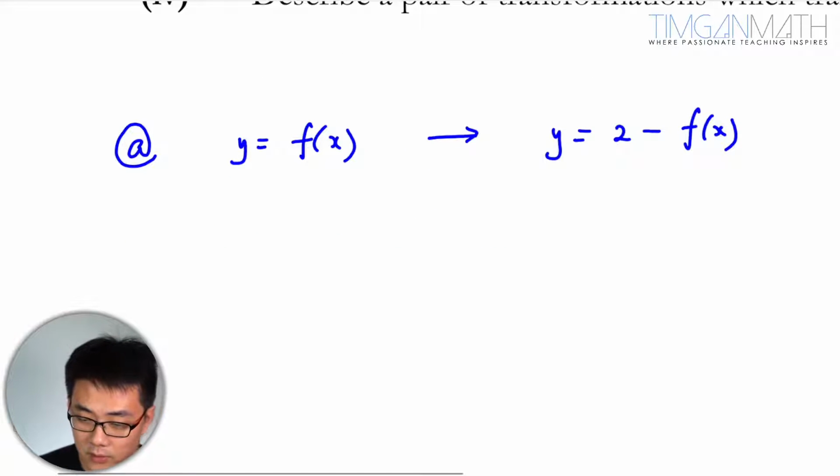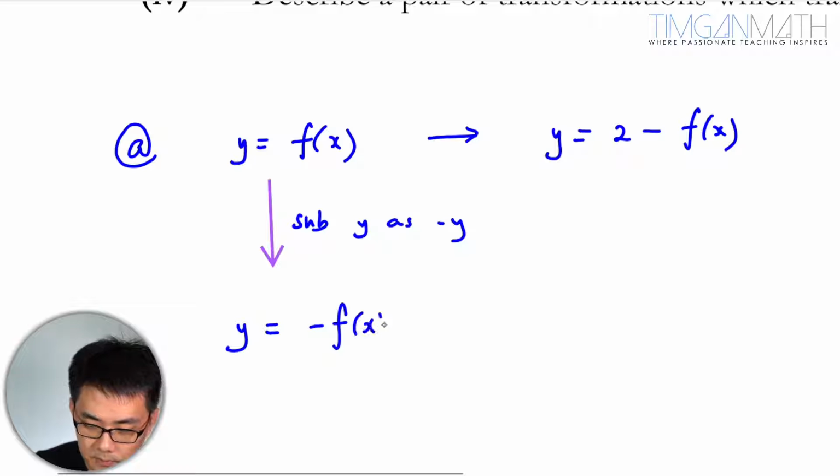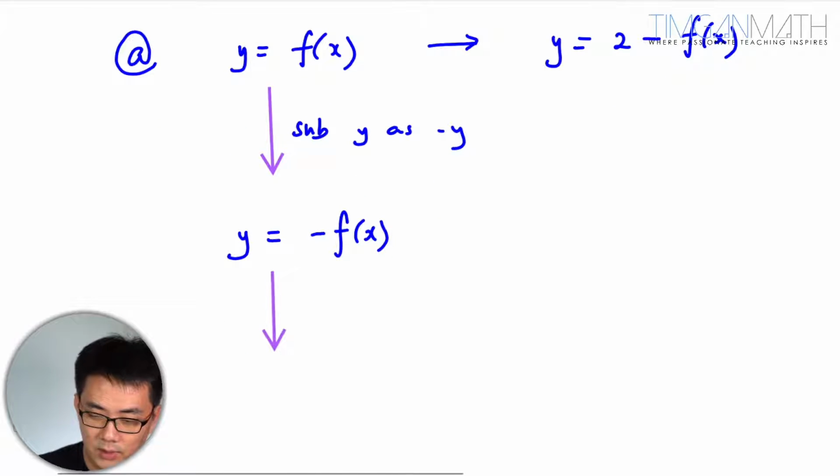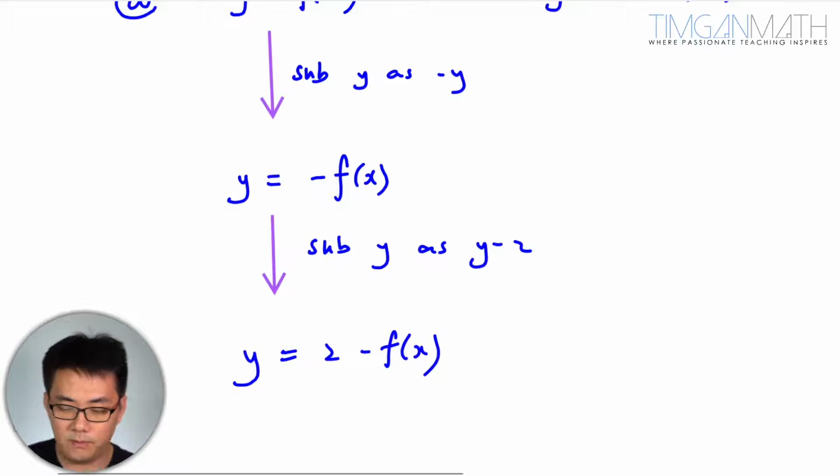So the first thing is, of course, if this is y, like we said before, you do the reflection first. Just sub y as minus y. So this is the first thing. So this will be y equals minus fx. Then after that, the subsequent one will be sub y as y minus 2. So this will just be y equals 2 minus fx.